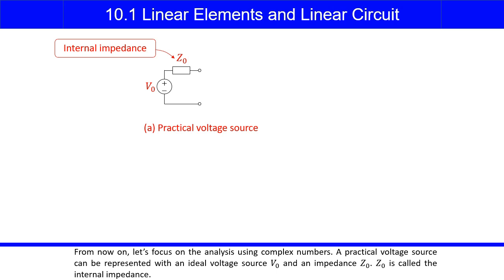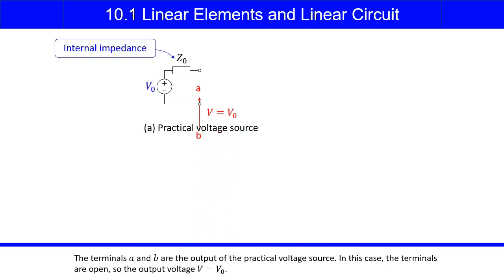A practical voltage source can be represented with an ideal voltage source V0 and an impedance Z0. Z0 is called the internal impedance. The terminals A and B are the output of the practical voltage source. In this case, the terminals are open, so the output voltage V equals V0.